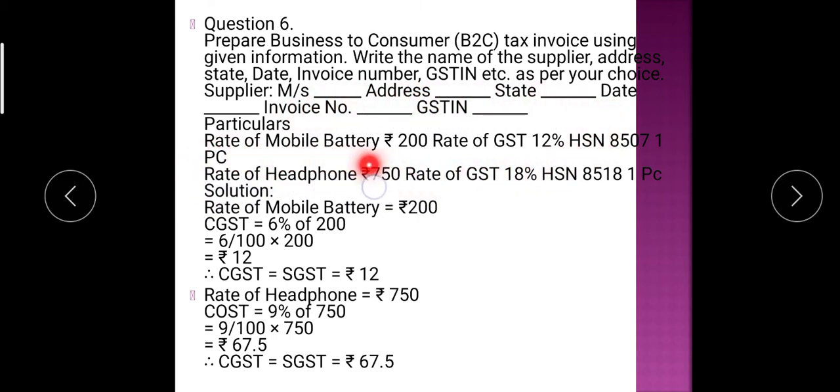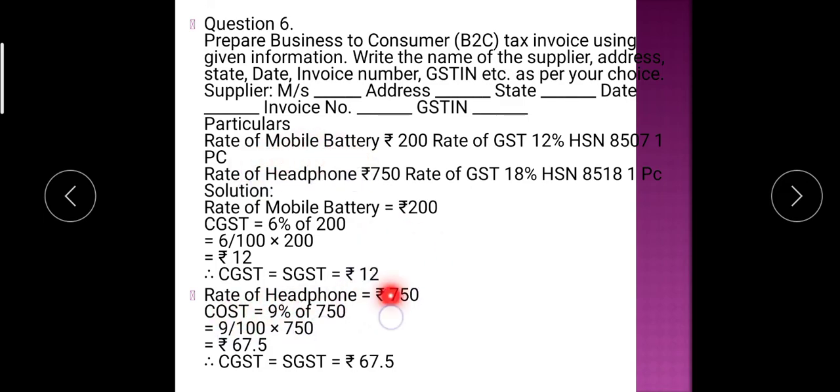Now the product particulars: mobile battery rupees 200, rate of GST is 12%, HSN code is also given. The rate of headphone and everything else is given. On that basis you have to calculate the CGST and SGST. What is 12% on 200? CGST and SGST are calculated separately because they are mentioned separately on a tax invoice. So 6% of 200 is rupees 12, and the CGST and SGST on the mobile battery is rupees 12 each.